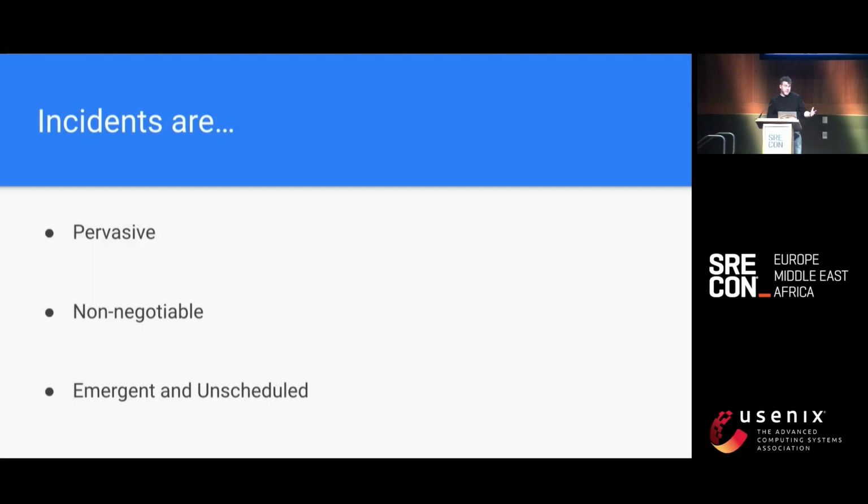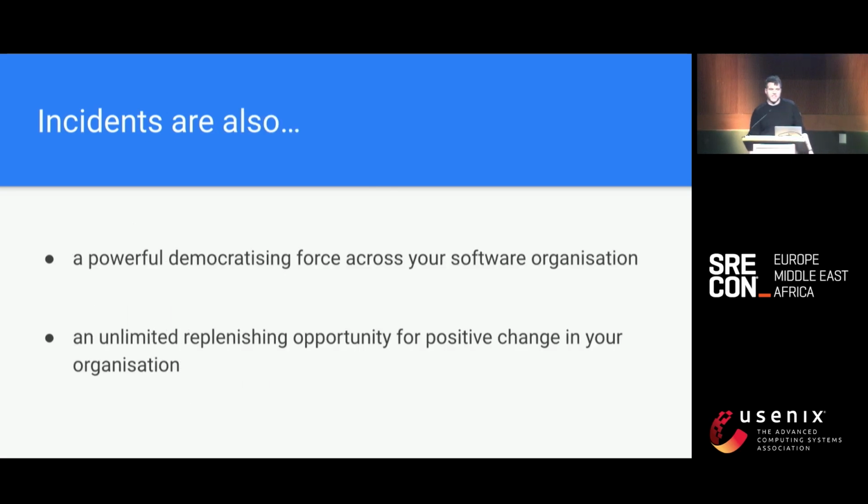Incidents, I've only got 15 minutes of your time, so I'm going to get through this as quick as I can, but incidents are pervasive, they're non-negotiable, they're emergent, and they're unscheduled. Not the best traits for situations in a distributed system context. However, incidents are also powerful democratizing forces across your software organization. And they're also an unlimited replenishing opportunity for positive change in your org.